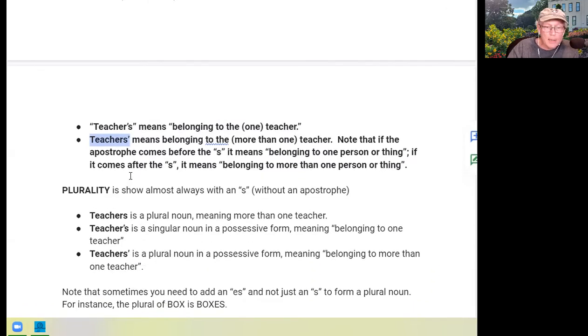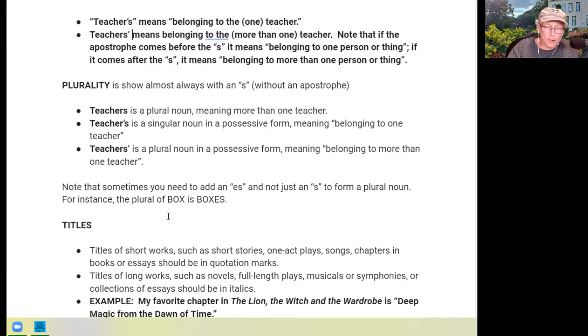That's tricky, but most of you don't even attempt to use apostrophes to show possession. Those of you who get this wrong, that is. A lot of you get it right. Those of you who get it wrong drive me crazy. Plurality, meaning more than one thing, is always shown with an S without an apostrophe.